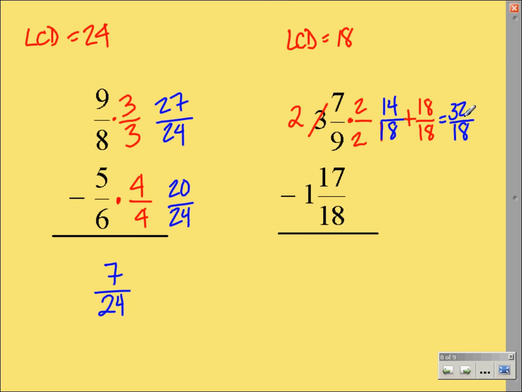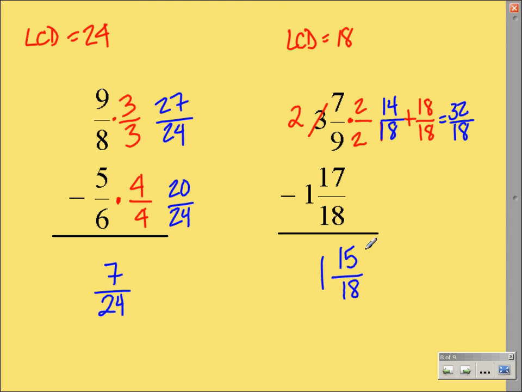So now I can go ahead and subtract 32 take away 17. When I do that, I get 15 in my numerator. My denominator stays the same. I go back to the whole numbers, 2 minus 1, which will give me 1.